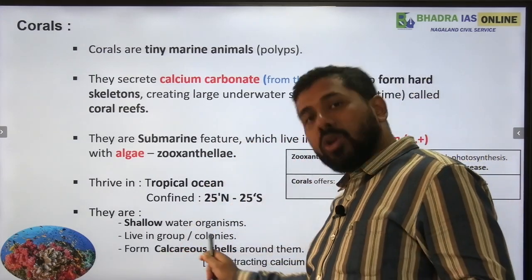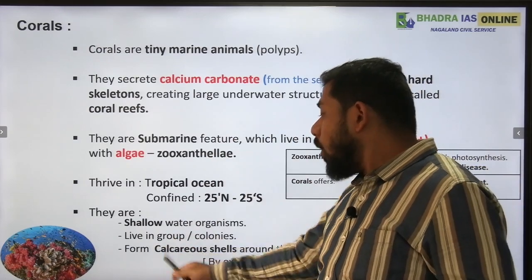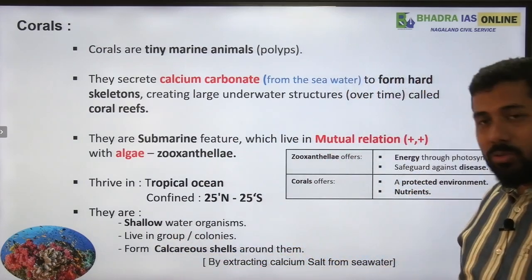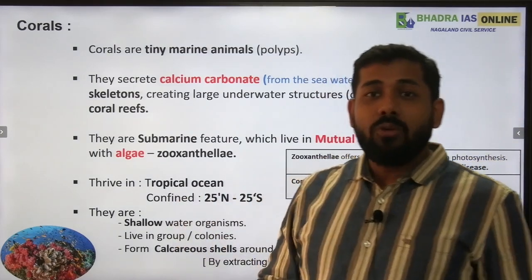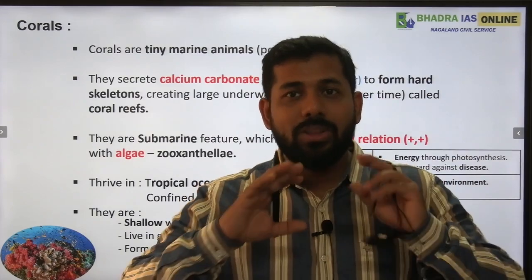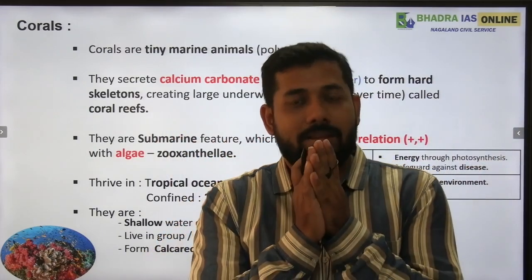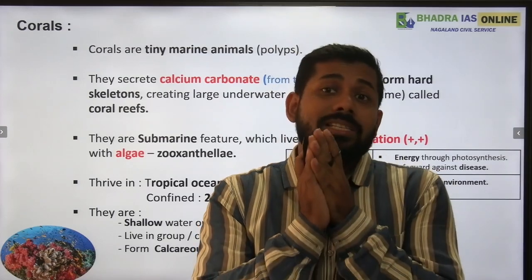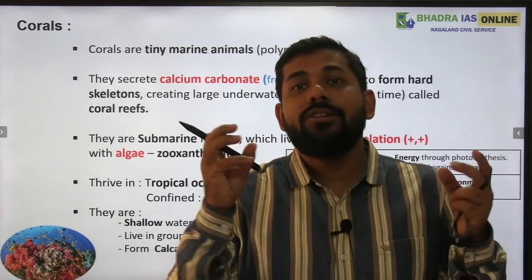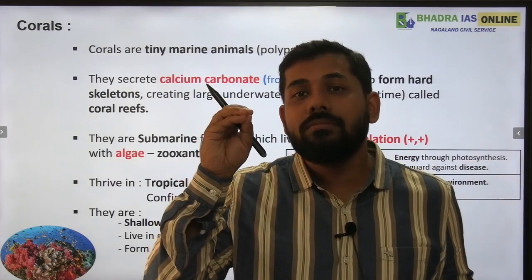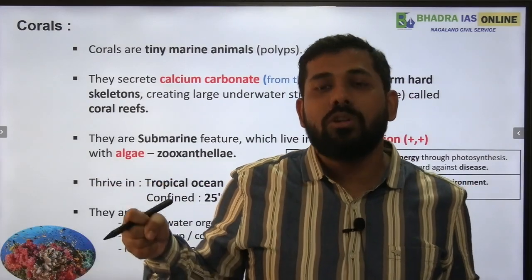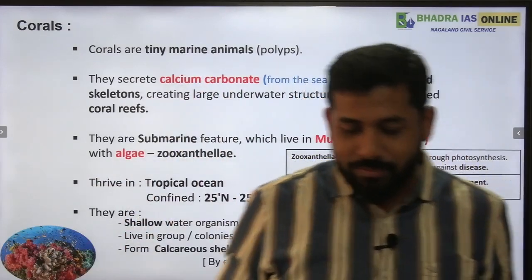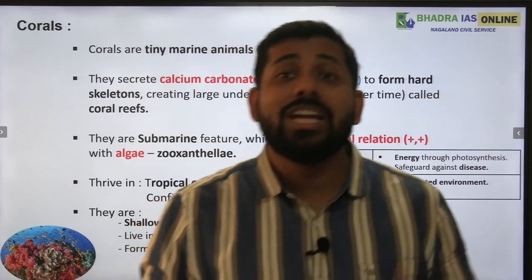They live in groups or colonies, and they always form calcareous shells around them by extracting salt from the seawater. They form calcium salt. We know that ocean waters are saline, and in saline water there are different kinds of things mixed in. So they extract the calcium salt out of it and make their shells from this, right? So this is all about the discussion that we had on corals.